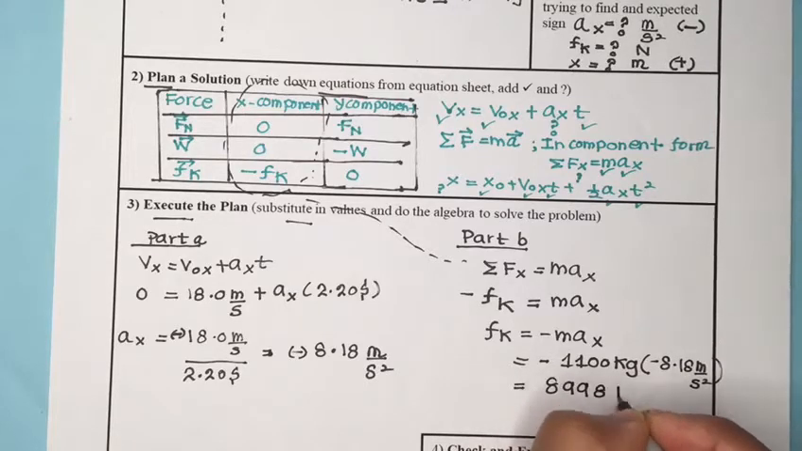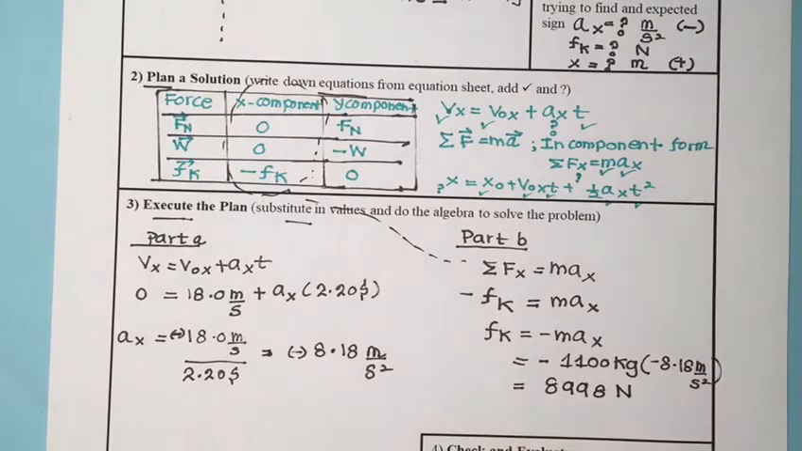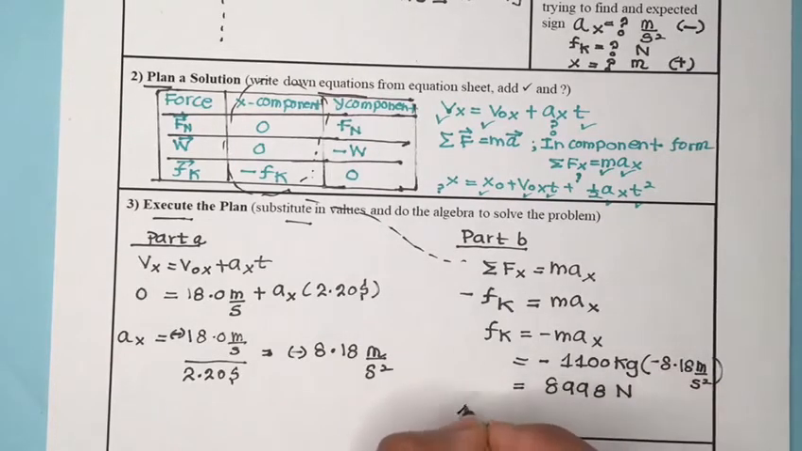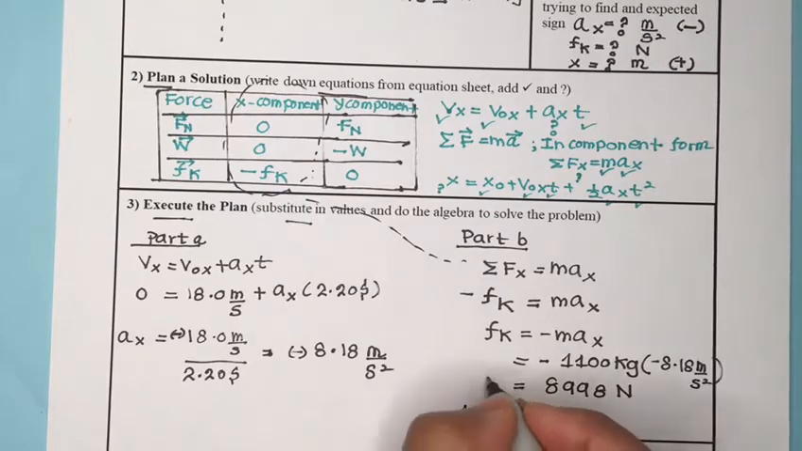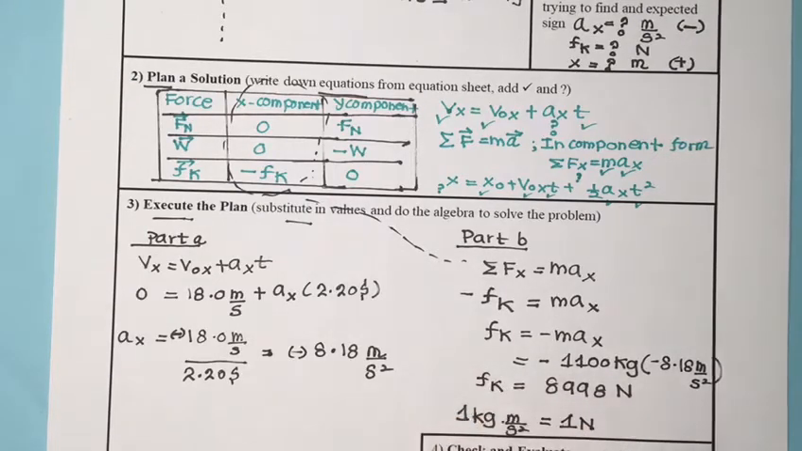Do the substitution, and when you solve for the kinetic friction, you will get 8,998 newtons. If you round this to the nearest 10, you will get 9,000 newtons, but that's not required. You can just leave it as this. And you might be wondering, how did I put newtons there? Because the SI base unit of newtons is kilogram meters per second squared. That's why we have newtons for the unit of kinetic friction.